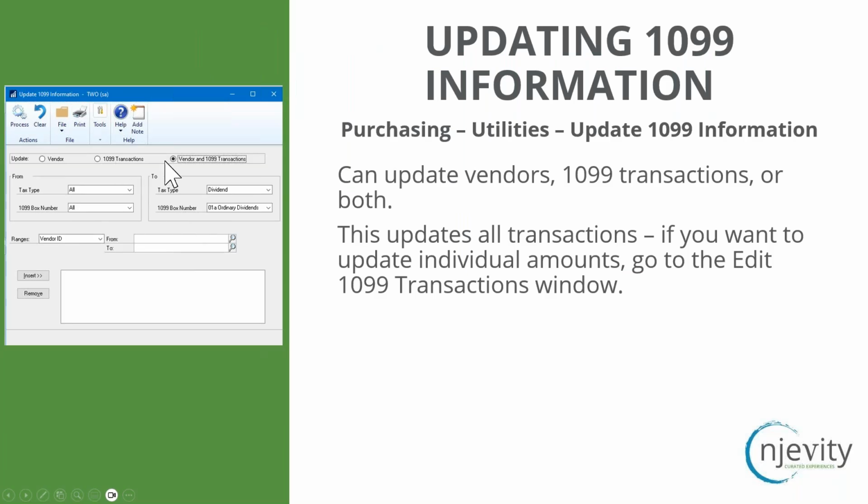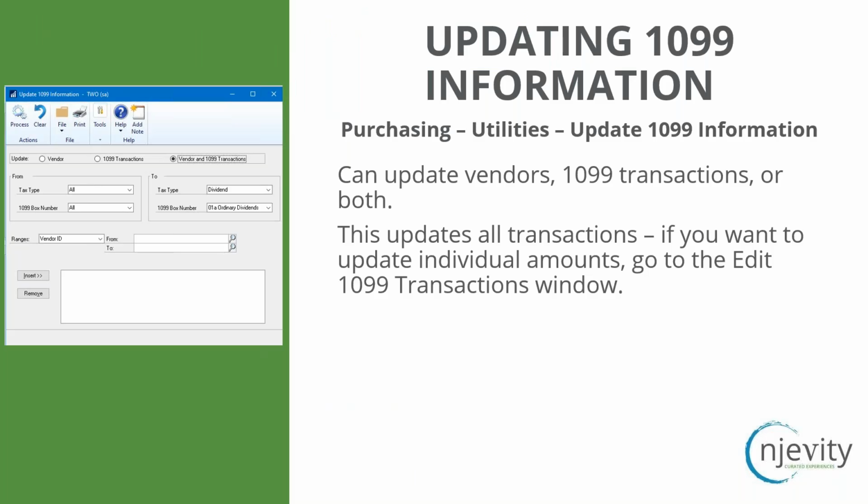You can also use just the transactions piece of this if, say, somebody set a vendor up initially and didn't have them set as a 1099 vendor, and then you changed them halfway through the year. This would reconcile that and go back and set all their transactions to be 1099 transactions. As a note, if you want to edit individual amounts, you can go to the Edit 1099 Transactions window, which we don't have a screenshot of, but it's under Cards, Edit 1099 Transactions.